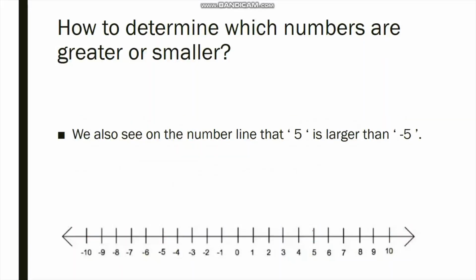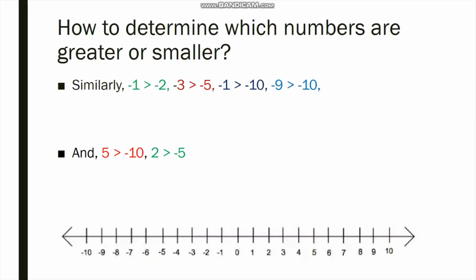We also see here on this number line that plus 5 or positive 5 is greater than minus 5 because it is on the right side of minus 5. We can place these numbers on the number line and see which is larger. For example, we can place minus 1 and minus 2 on the number line and see that minus 1 is on the right side of minus 2, which indicates that minus 1 is larger than minus 2, and minus 3 is larger than minus 5. Here, minus 3 is on the right side of minus 5.